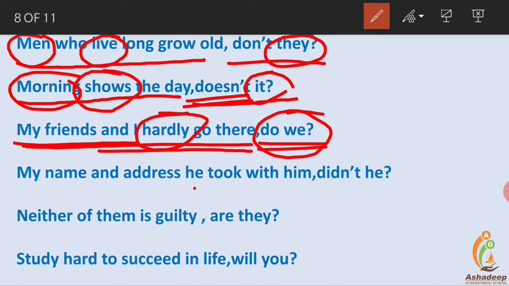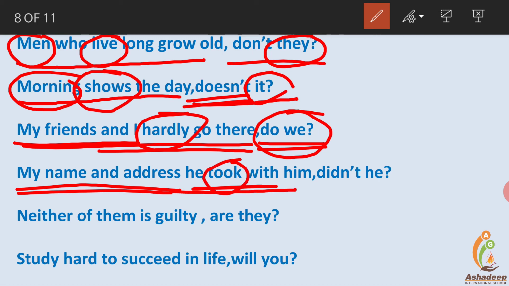My name and address he took with him. The object is at the front position only for confusion, but here, he took with him, it's simple past tense and the sentence is positive, so the question tag is in past tense: didn't he?